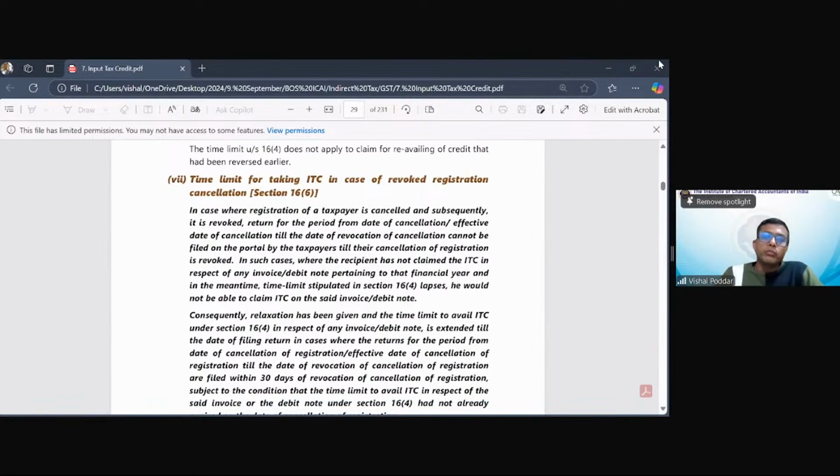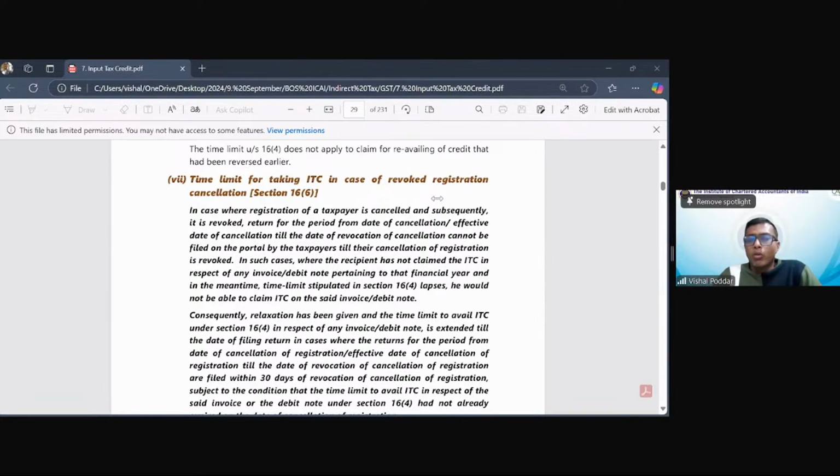Now, another adjustment in this time limit is given by 16.6. Firstly, let us understand where this extended time limit is required. So let us say I am buying some goods from Mitali. Mitali has sold me some goods. These goods, Mitali has given me the GST number also.